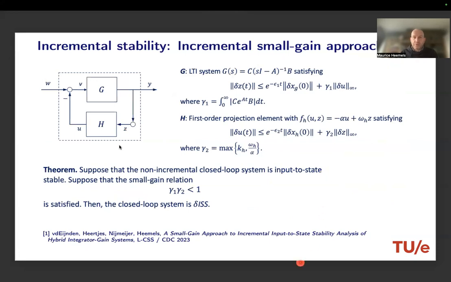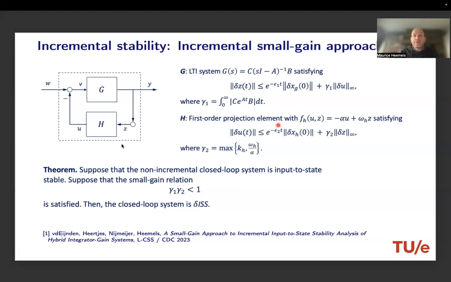Another approach that we recently obtained uses a more modular, incremental small gain type of approach, where again, same configuration, G is a linear plant, which we now assume to be stable. Since it's linear and asymptotically stable, we know this is also incrementally exponentially stable, and incrementally input to state stable. So for the linear part, we have such an incremental input to state property, where delta U is the difference in the inputs to the plant, and delta Z is the difference, or increment, of the output of the plant.